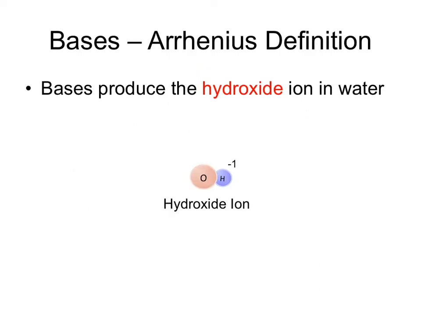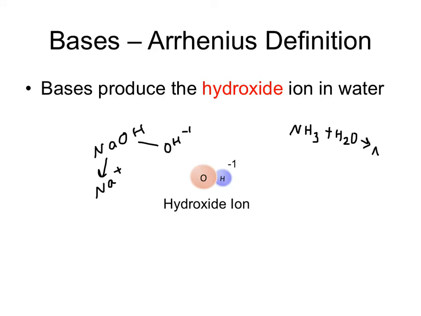Arrhenius also defined a base as a substance that produces hydroxide ions in water. We've seen that NaOH, when dissolved in water, this is an ionic compound, will split apart into the sodium and the hydroxide ion. We've also looked at how NH3, when dissolved in water, will also produce hydroxide ions. Those hydroxide ions floating around signify a base.